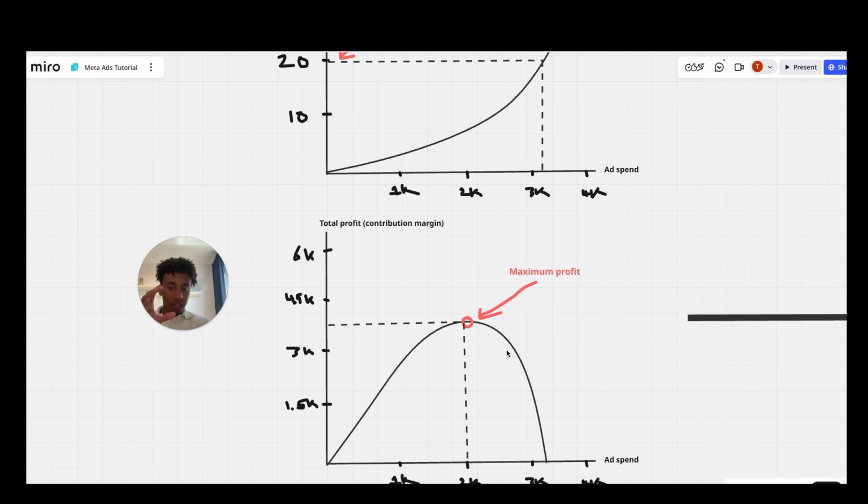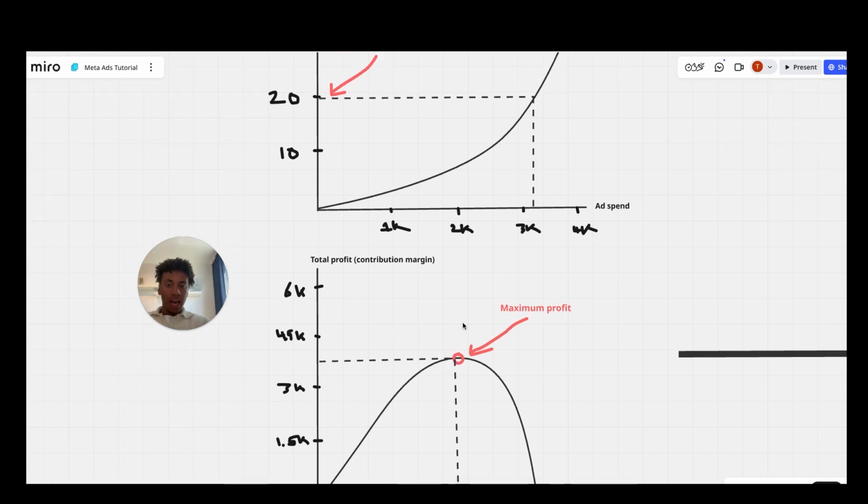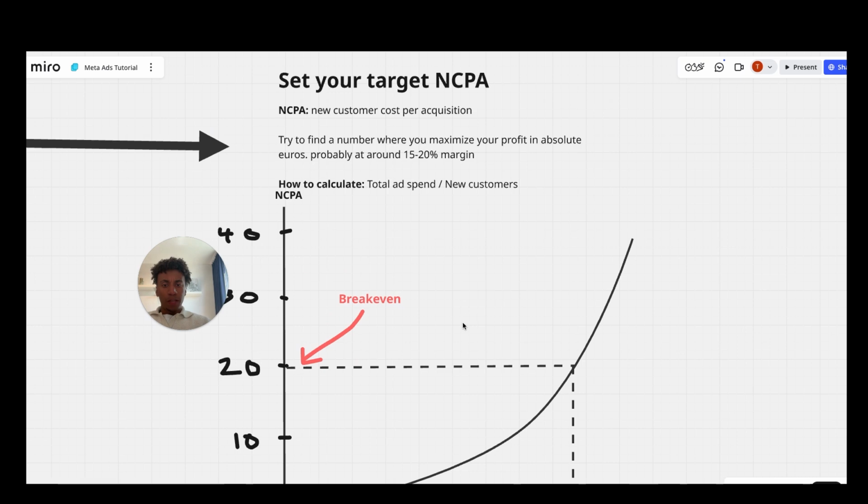But without these new people, you probably would be better off because these new people cost more. And as you can see, the more you spend, the more expensive these people will be. And your average will go up and up until at some point it hits your break-even. And that's when your total profit will be 0. So what we want to do is find this point, as this is the point where you maximize your profits. And that's usually the case when you hit around 15 to 20% margin.